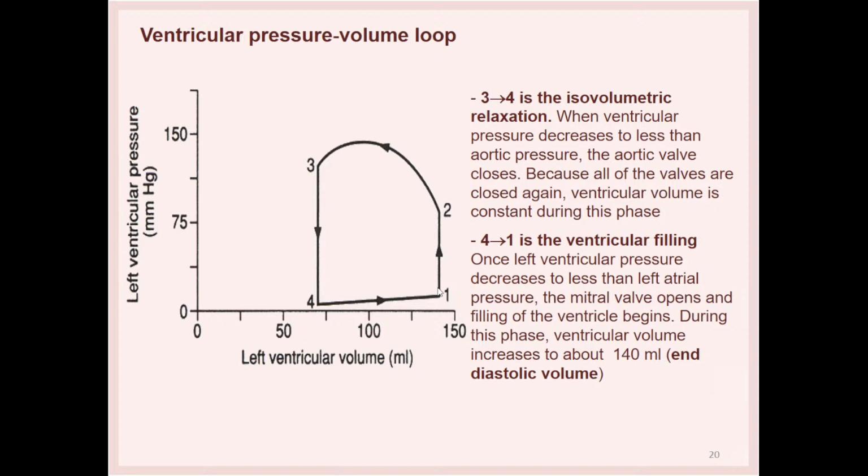And after this, we go from 4 to 1. What is this? Once left ventricle pressure decreases to less than left atrial pressure, the mitral valve opens and filling of the ventricle begins. During this phase, ventricular volume increases to about 140 milliliters. It is just the end diastolic volume.